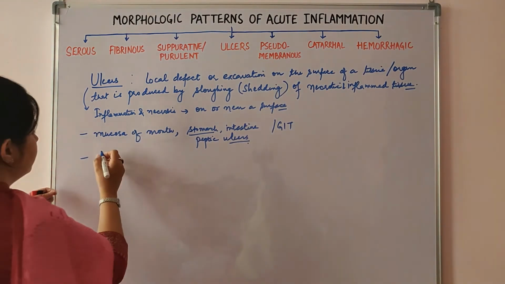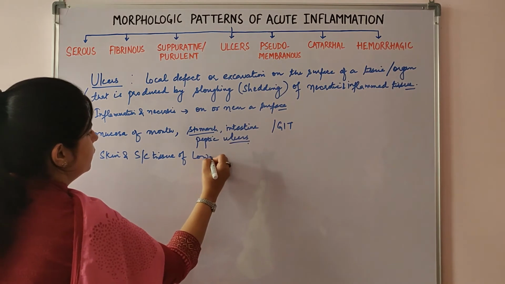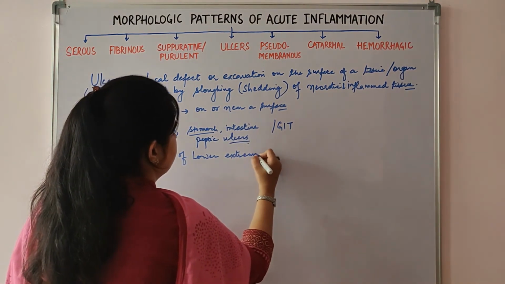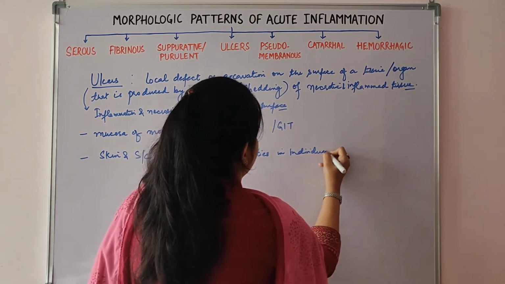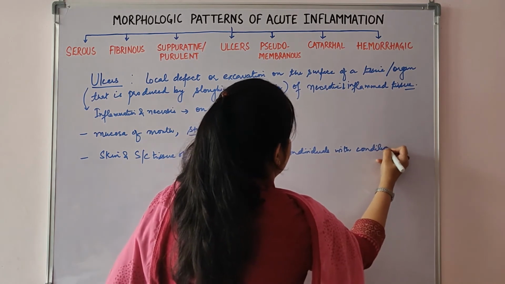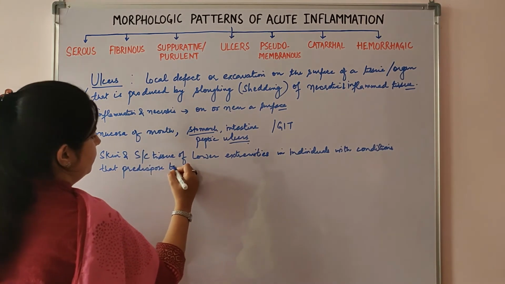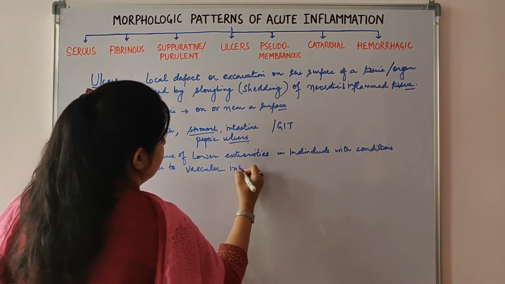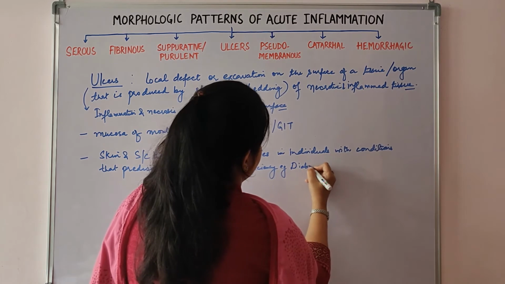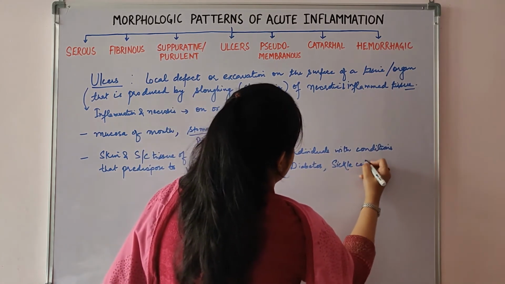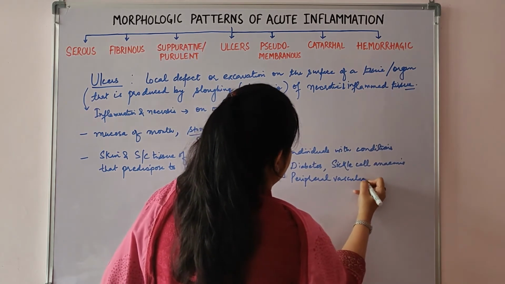And ulceration can also be seen in the skin and the subcutaneous tissues of lower extremities, in individuals with conditions that predispose to vascular insufficiency. What are the examples? Diabetes, for example, sickle cell anemia, and also in peripheral vascular diseases.